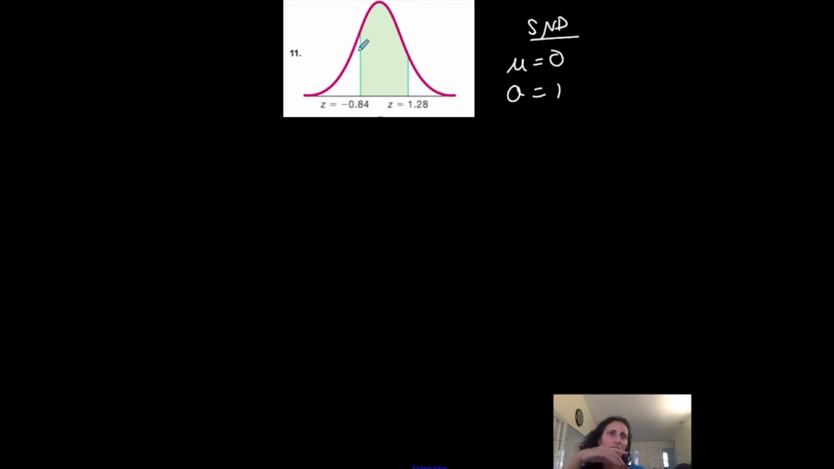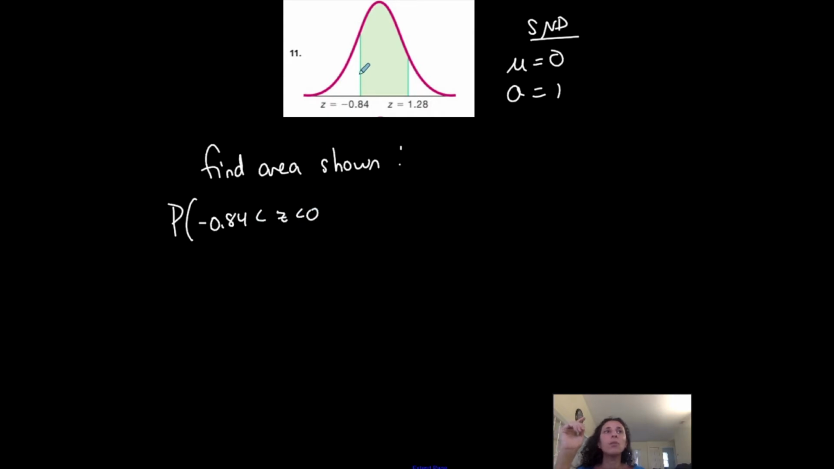And you're asked to find the area between these two particular z-scores. Find the area shown. Now, there's another way to ask for the same thing. If I randomly select one z-score, find the probability that the z-score is between negative 0.84 and 1.28. This is another way of asking for the same thing.